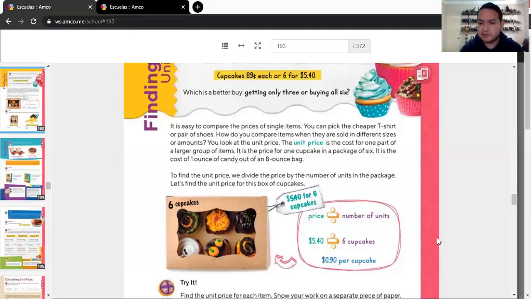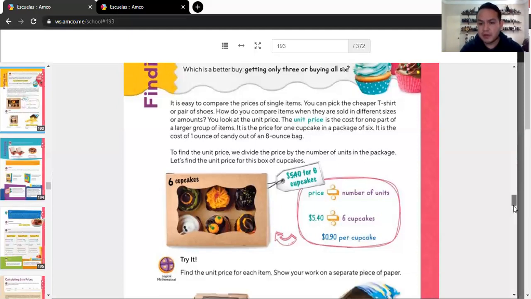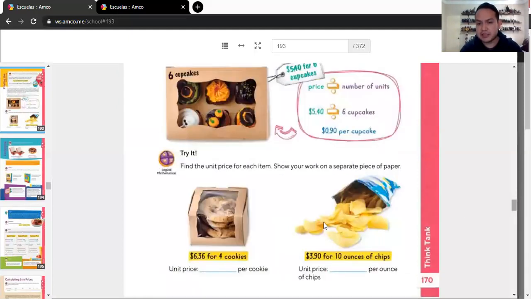It's not that complicated. Therefore, you have to answer these little two exercises in here. They're asking you, find the unit price for each item. Show your work on a separate piece of paper. You know that for any operations here, you can use optional pages. So do it in optional pages, okay? It's not necessary that you show me the operation as a photo for the activity. Just I want to see the result in here.